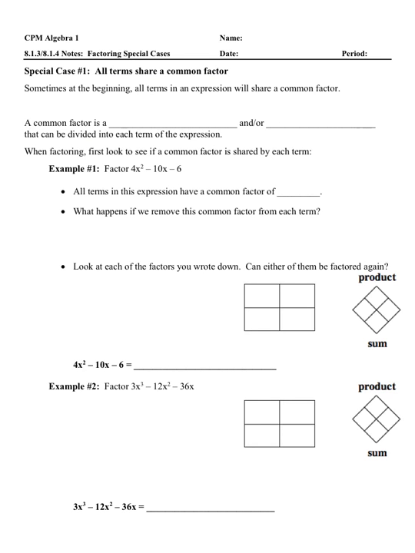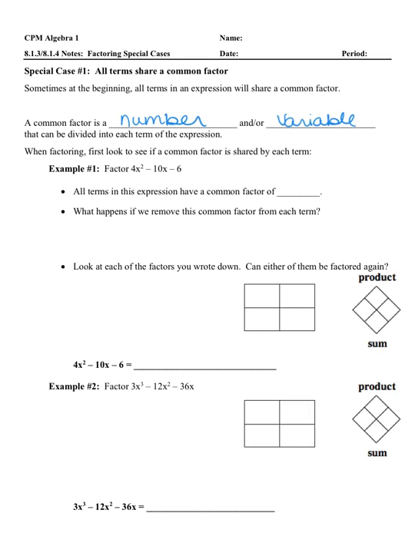Let's get started on our notes for these next two sections. We're going to be talking about 3 different special cases with factoring. The first special case is when all terms share a common factor. Sometimes at the beginning of the factoring process, all terms in an expression will share a common factor. So first let's talk about what a common factor is. A common factor is a number or a variable that can be divided into each term of the expression.